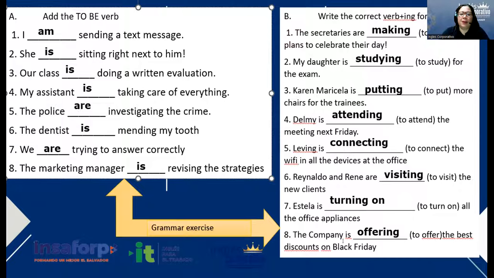Okay then. Is there any question so far about the vocabulary in these sentences? Teacher, what is the pronunciation of number seven, Barbie? Office appliances, appliances. Okay, thanks.